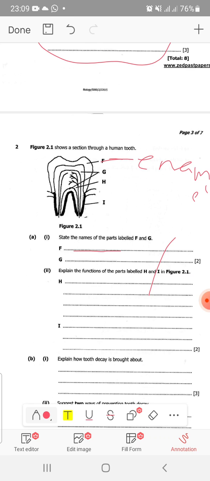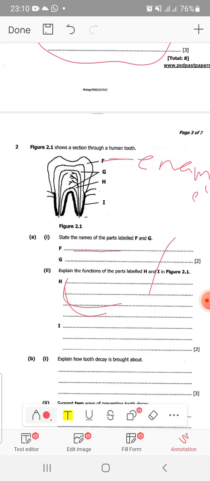So the part labeled H we said that's a pulp cavity. The function of the pulp cavity: it contains the blood cells which supply nutrients to the tooth. It also contains the nerves which detect pain in the tooth. So H contains the blood cells to supply the tooth with nutrients, and also contains the nerve cells to detect the pain and send it to the brain or the central nervous system. Then that is about H.